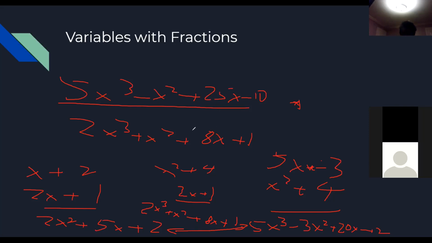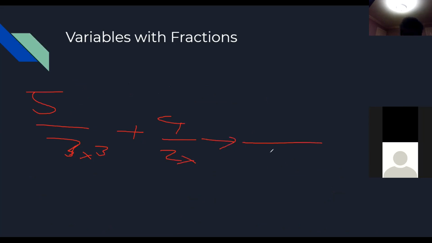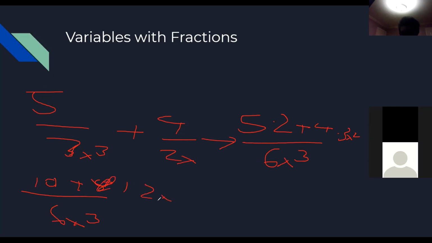I chose a slightly complex case for this one, but if we had, say, 5 over 3x cubed plus 4 over 2x, we would then get a lowest common multiple of 6x cubed, with 5 times 2 plus 4 times 3x squared, which would get 10 plus 12x squared over 6x cubed.